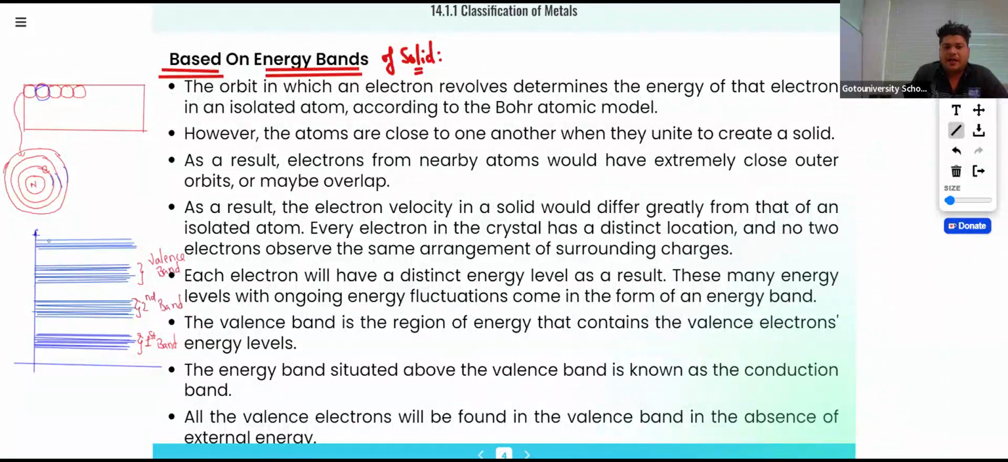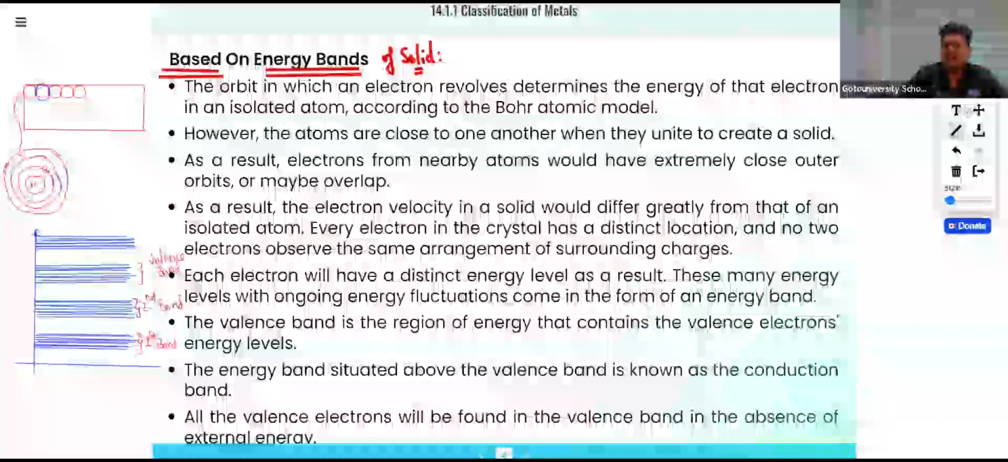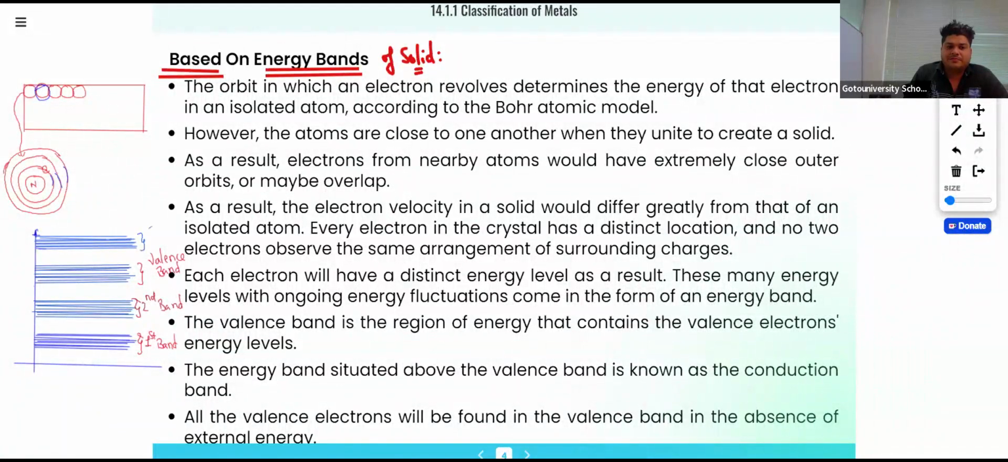I am plotting the energy of the free electron. If I am plotting the energy of the free electron, then it will be known as the conduction band. I repeat, just focus on my words. First shell energy will be known as the first band. Second shell energy will be known as the second band. Last shell energy will be known as the valence band, and the free electron energy will be known as the conduction band.